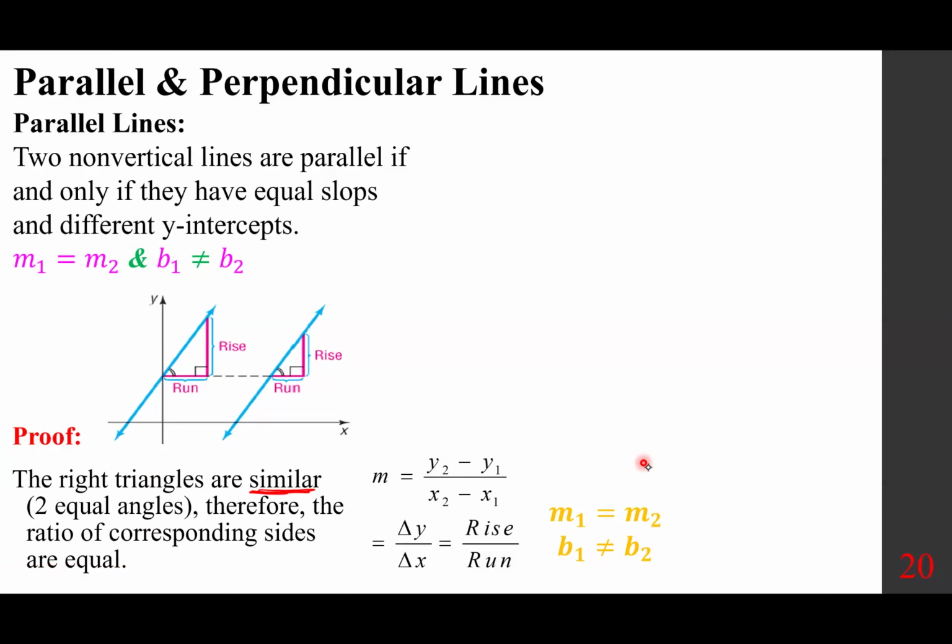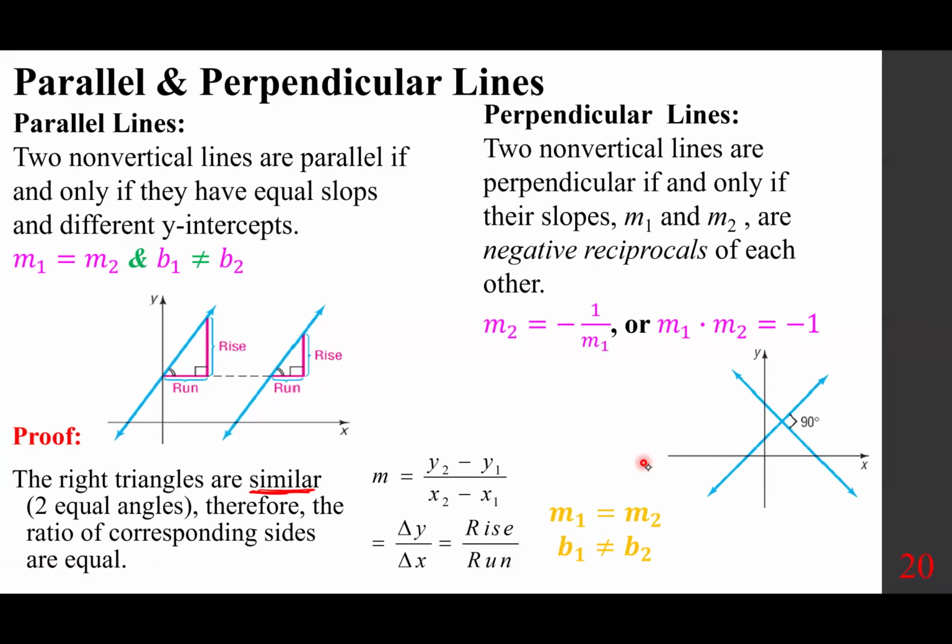All right, we are going to move on to perpendicular lines. Two non-vertical lines are perpendicular if and only if their slopes m sub 1 and m sub 2 are negative reciprocals of each other. We can write it in the following manner. m sub 2 is negative 1 over m sub 1, or m sub 1 times m sub 2 is negative 1. They make a 90 degree angle at the point of intersection. So I hope everybody's fine with that, and it should make sense to everybody.